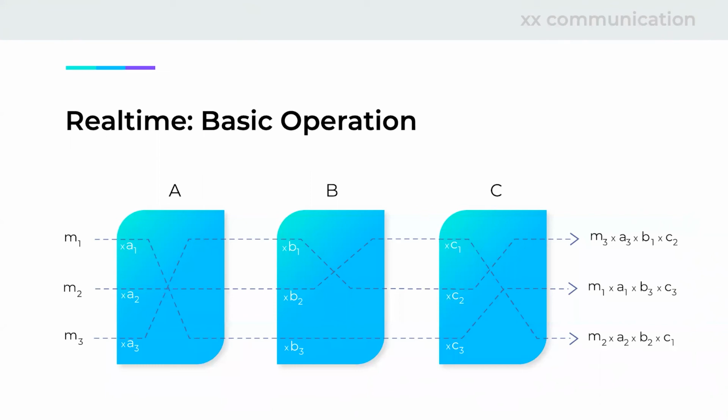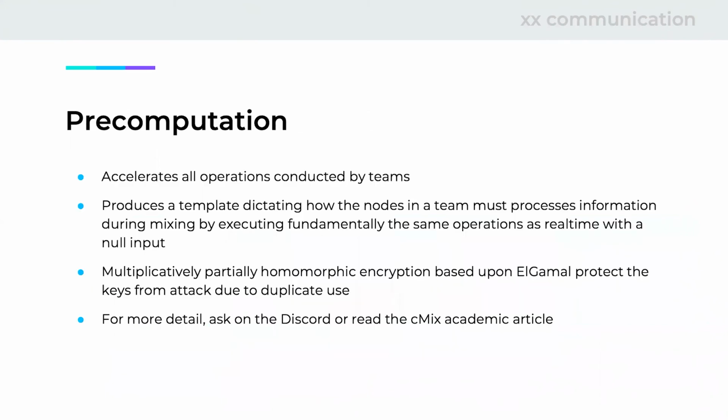And this is actually what pre-computation buys us. What pre-computation does is it runs through this exact process beforehand with a null message, in this case one, so that you have the combination of those keys known and you can just divide them out. Now, you actually can't use keys twice. So that pre-computation is done under a type of encryption called partially homomorphic encryption, which basically means that it masks these operations, so even though you're doing them twice, you don't lose any security properties. You can think of pre-computation as basically making a template for the path which the messages take during the pre-computation.